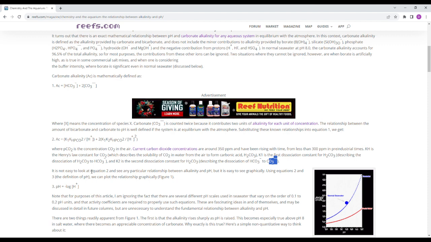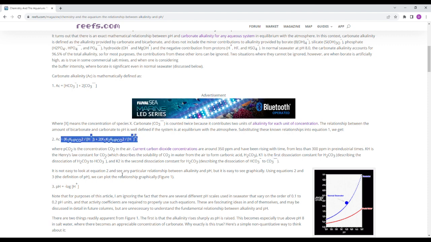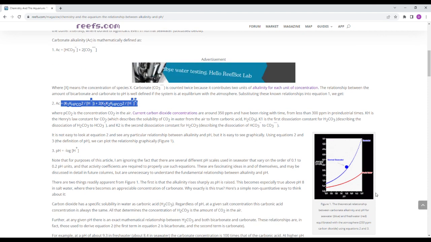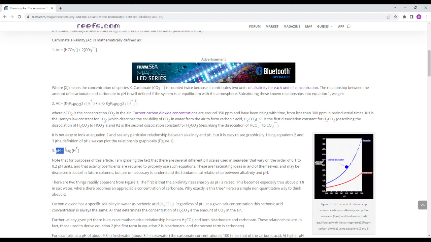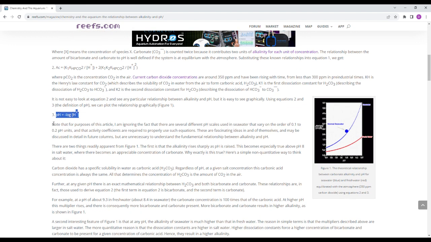It is not easy to look at equation 2, which is really complicated, and see any particular relationship between alkalinity and pH. But it is easy to see graphically. Using equation 2 and equation 3, the definition of pH, we can plot the relationship graphically. Let's look at the graph first.